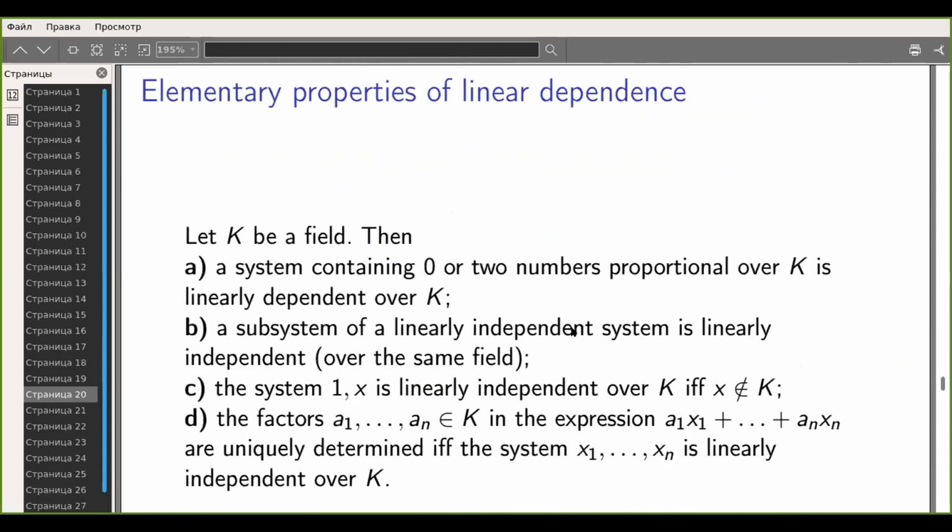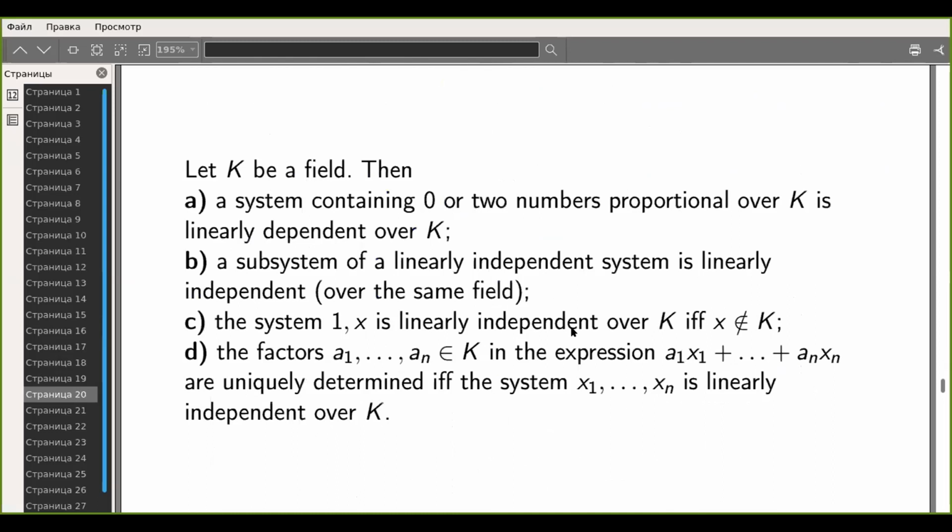Here is a list of simple properties of linear independence. Let k be an arbitrary field. Then a system containing zero, or two numbers proportional over k, is obviously linearly dependent over k. A subsystem of a linearly independent system is linearly independent over the same field. The system of two numbers, 1 and some x, is linearly independent over k if and only if x doesn't belong to k. And the factors a1, ..., an from k in a linear combination are uniquely determined if and only if the system x1, ..., xn is linearly independent over k.